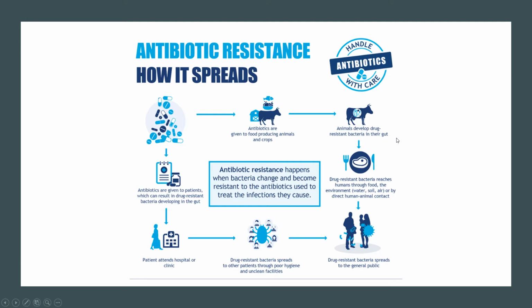So animals are going to develop those gut-resistant bacteria in their guts. It's going to reach us through the food, the environment, or direct human-animal contact. We now have this drug-resistant bacteria, which is going to spread to other people, and then you can get your antibiotic resistance.